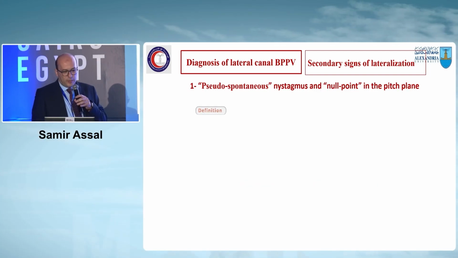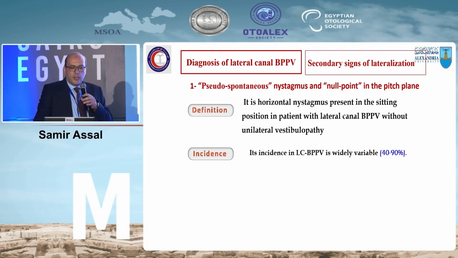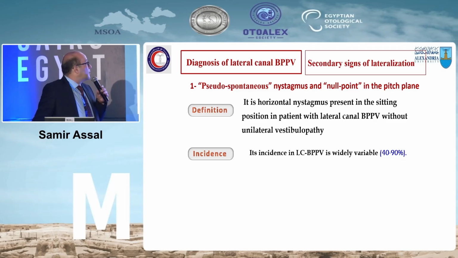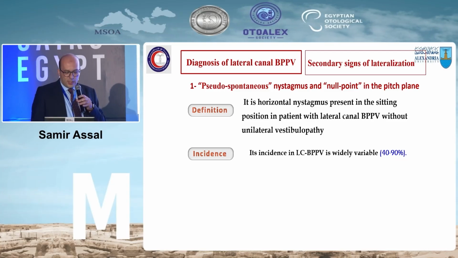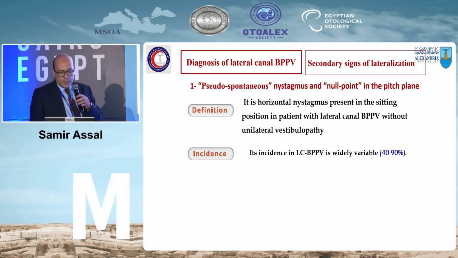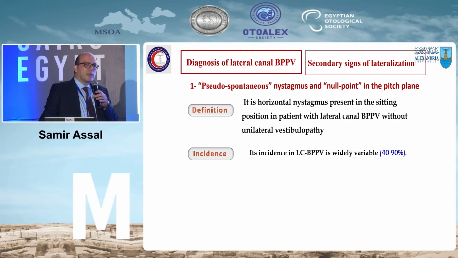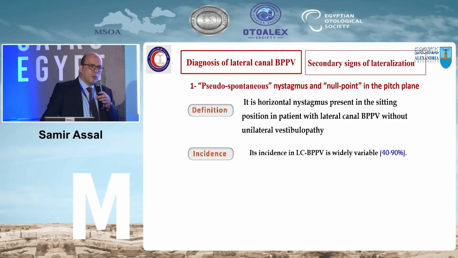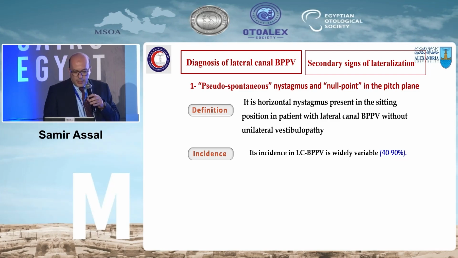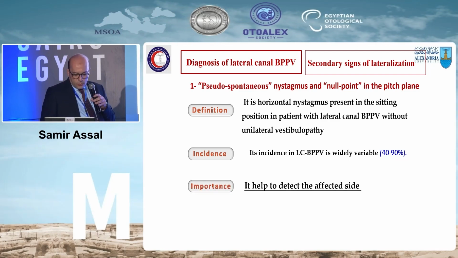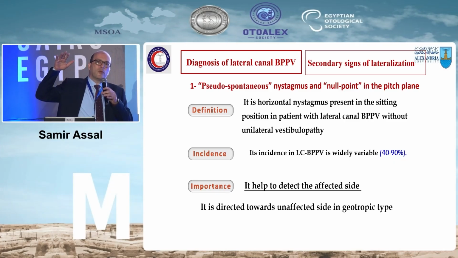The pseudospontaneous nystagmus is a horizontal nystagmus present in a patient with lateral canal BPPV in a sitting position without unilateral vestibulopathy. It is variable, ranging from 40% up to 90% of cases, but it helps in diagnosing which side is affected. In geotropic form, the nystagmus is beating toward the unaffected side, while in apogeotropic form, it is beating toward the affected side. The idea behind this, as you know, is that the lateral canal is directed downward and backward 30 degrees from the horizontal plane.